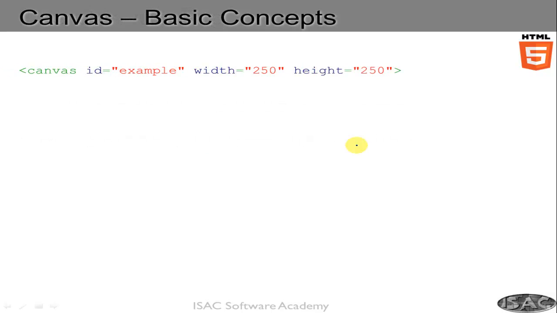Now let us understand a little bit about the basic concept of canvas. It says canvas ID equals example, width equals 250, height equals 250, and you put some default text in case the browser does not support the canvas element. This text will be displayed. It is used for backward compatibility. In case you are developing a web page using the canvas tag or element, but the browser may not support it, then you can display this default text. So this is for backward compatibility.